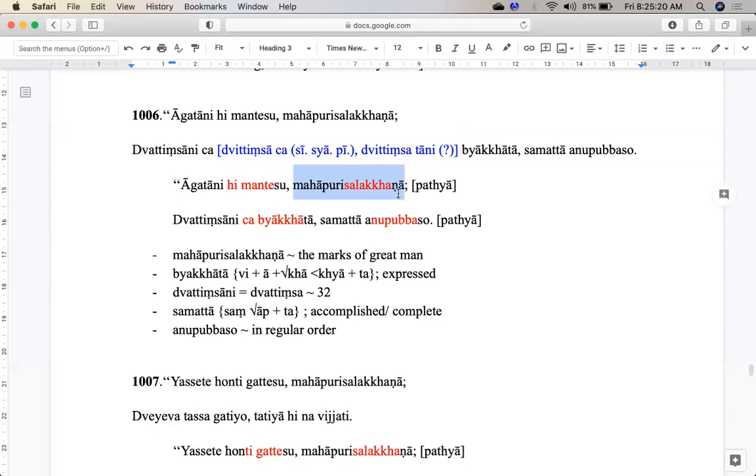In this we want to say dvattiṃsāni mahāpurisa lakkhaṇāni. But we mostly don't see the dvattiṃsāni form in other cases, only in this place. It may be dvattiṃsa dāni, but because of the stanza, maybe the da is dropped. That is just a suggestion, with no proof, no witness. So dvattiṃsāni, commonly dvattiṃsa, but it refers to the lakkhaṇāni. So 32 marks of great men have been expressed, and samatta is complete, so completely expressed and completed.